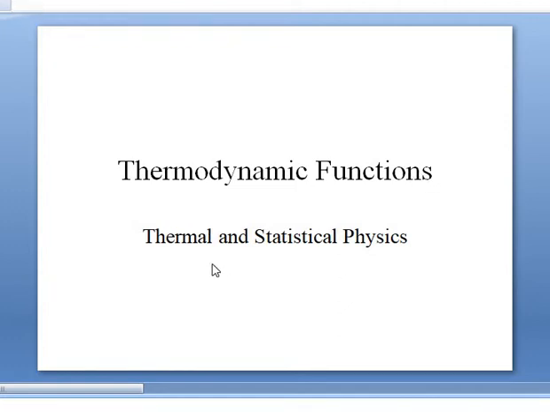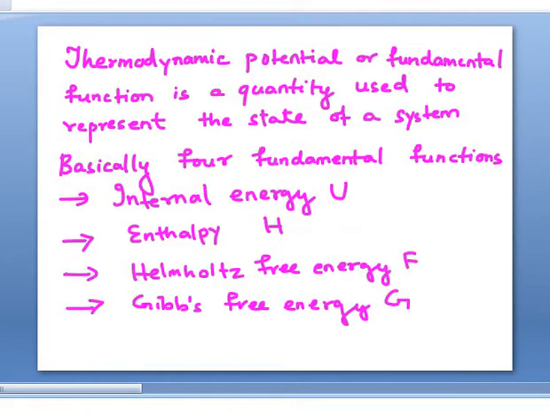Thermodynamic functions of our thermal and statistical physics course. So let us see what are thermodynamic functions. Thermodynamic functions or potentials are functions which are used to represent the state of a system.